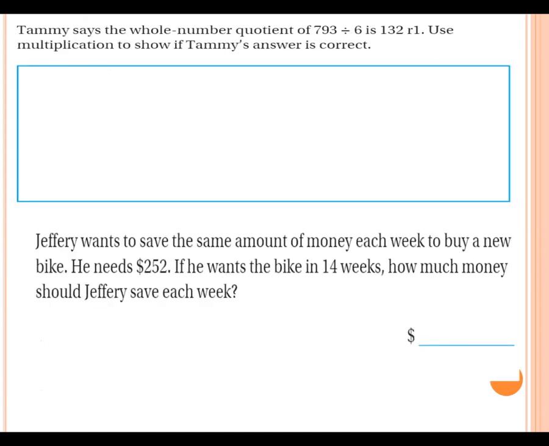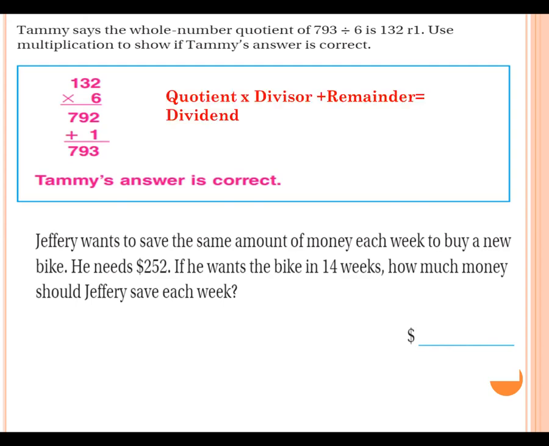Next question. Tammy says the whole number quotient of 793 divided by 6 is 132, remainder 1. Use multiplication to show if Tammy's answer is correct. You can multiply 132 with the divisor 6 and add the remainder 1, and you will get 793. That means Tammy's answer is correct. You can use the formula quotient times divisor plus remainder is the dividend.